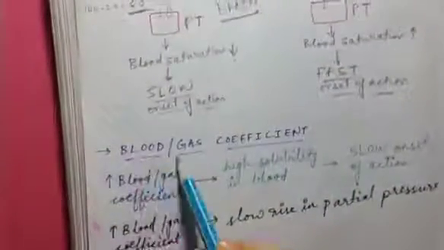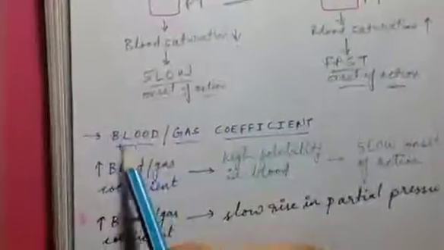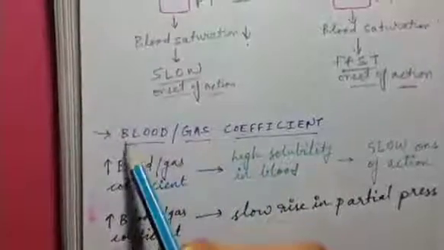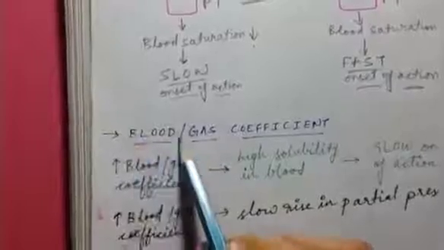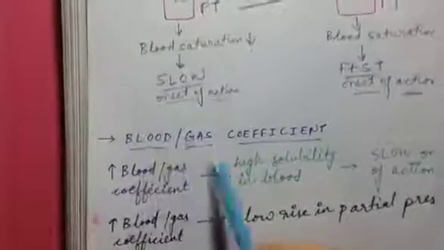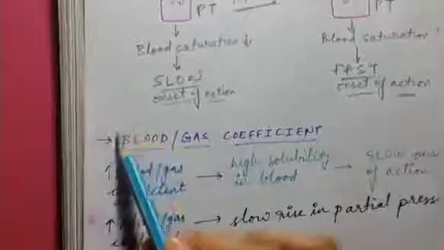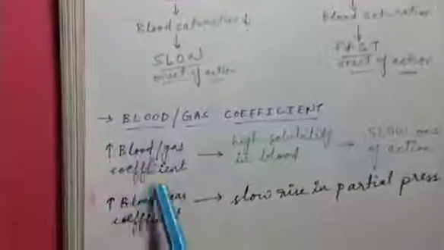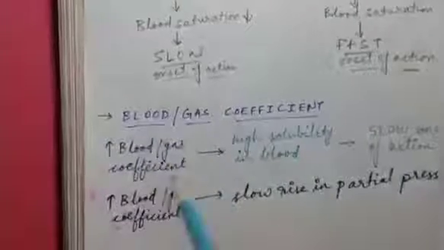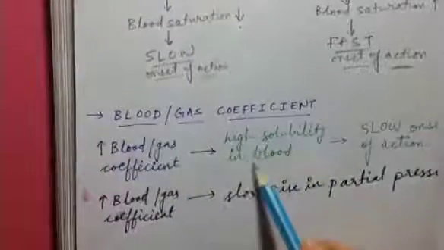Now let's discuss the third property. The third property is blood gas coefficient. What does it simply mean? If the blood gas coefficient is higher, it means the drug is more soluble in blood. If the blood gas coefficient is low, it means the drug is less soluble in the blood. So if there is increased blood gas coefficient, it means there is high solubility in the blood.